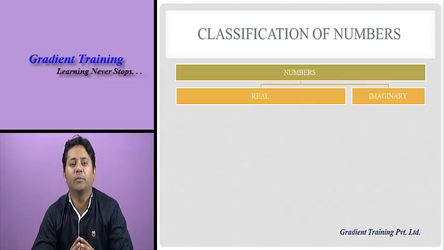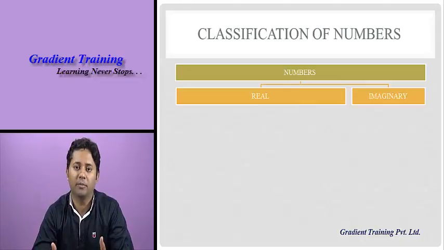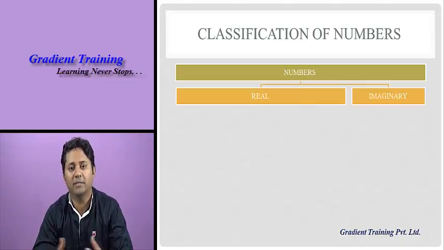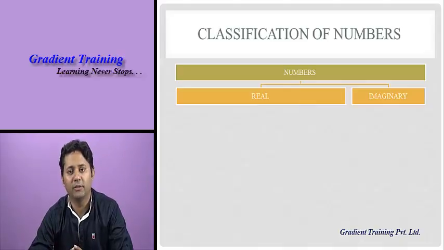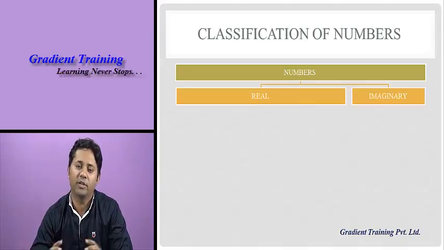So any number which can be plotted on a number line is a real number, and numbers which cannot be plotted on a number line are imaginary numbers. There is another definition which says that if the square of a number results in a non-negative number, it's a real number. Otherwise, it's an imaginary number. Forget about imaginary numbers for the time being. That is not the scope of this tutorial. Let's talk about real numbers.